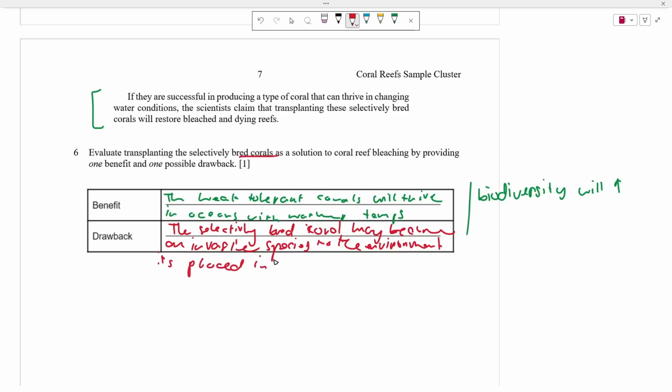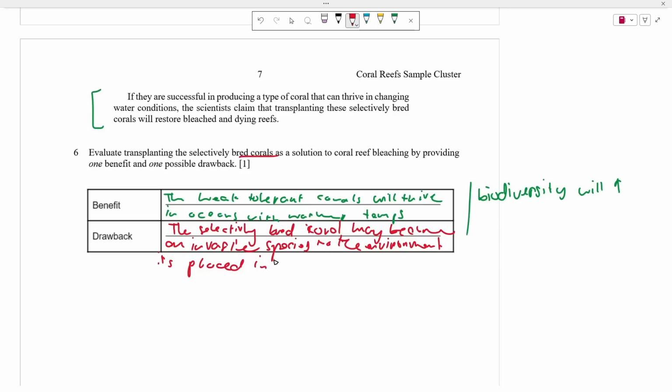Okay, so again, that's one drawback. What do invasive species do? Well, they can disrupt the food web, right, or the food chain. So again, that's another drawback. So you could have said that the transplanted corals will disrupt existing food webs. You could have also said that the newly resistant coral will grow too slowly to actually repair any damage caused by an increased ocean temperature. You could have also said that the process of replacing selectively bred corals is too difficult or too expensive and is not sustainable for humans to do.